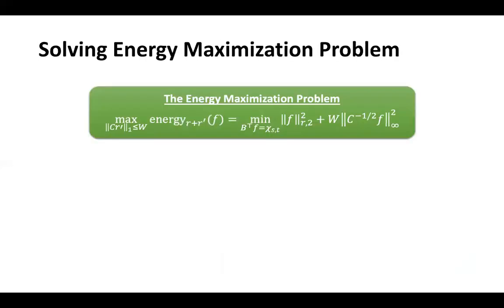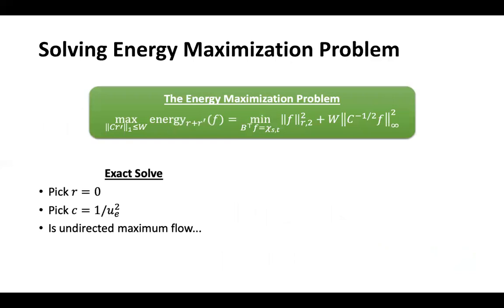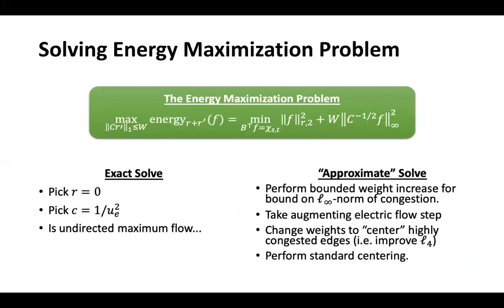But how do we solve this energy maximization problem? Well, if you exactly want to solve it, it's hard. If you set R equals 0, then it reduces to exact maximum flow, which was what we were trying to solve in the first place. Fortunately, this is just to influence or guide our weight changes. So we only need some sort of approximate solution. So if we were able to get an approximate solution, we can get some approximately good weight changes, use them, take the electric flows, do some recentering operations, and then get a good algorithm.